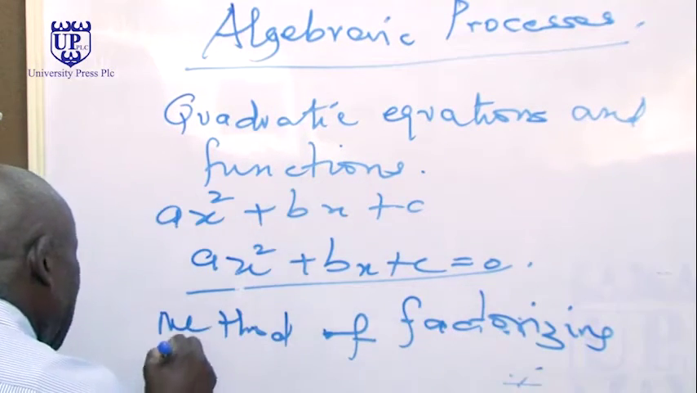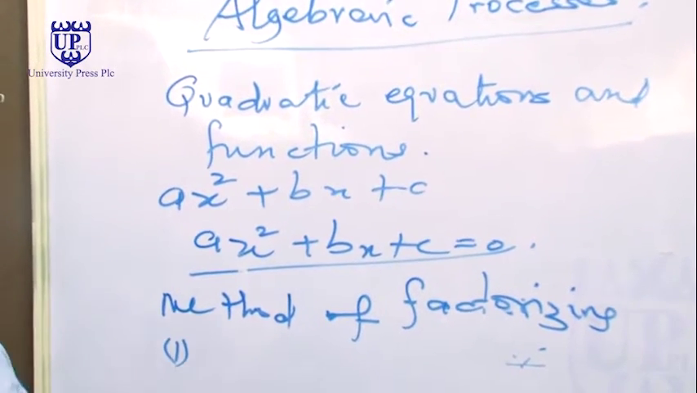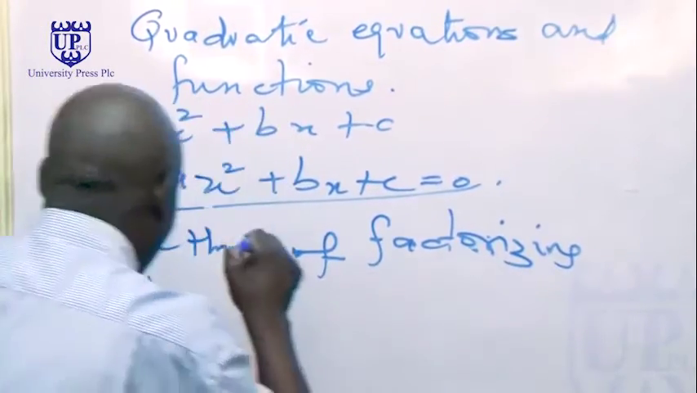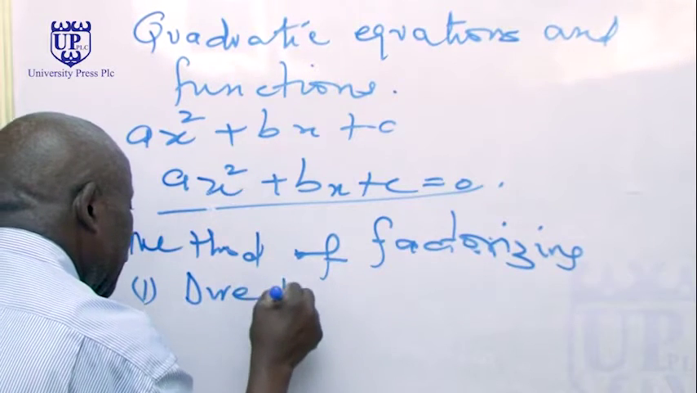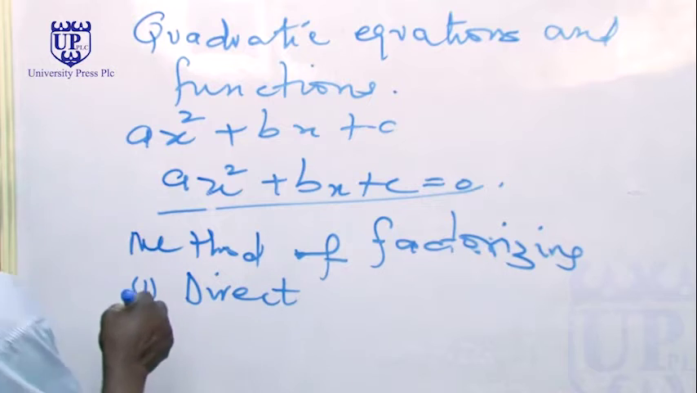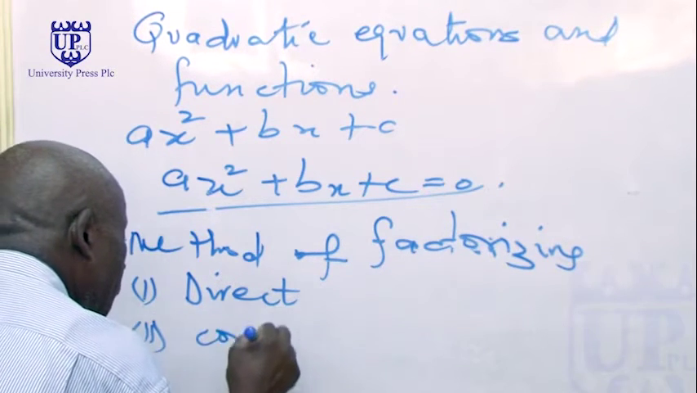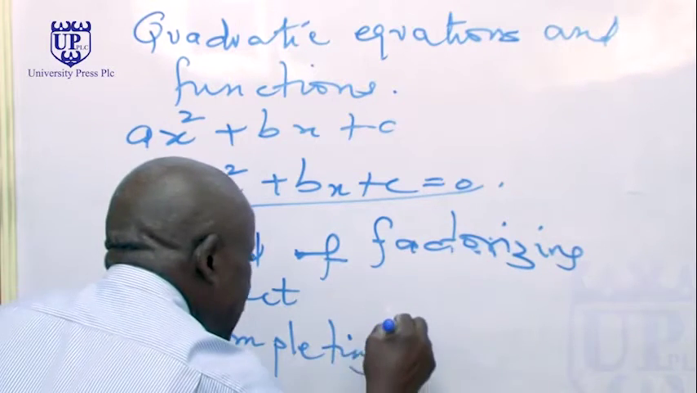The first one is the direct method. Then the other one is the completing the square method.